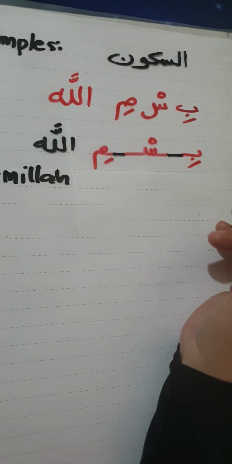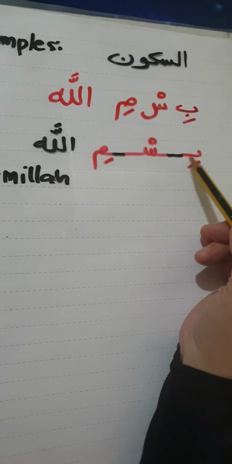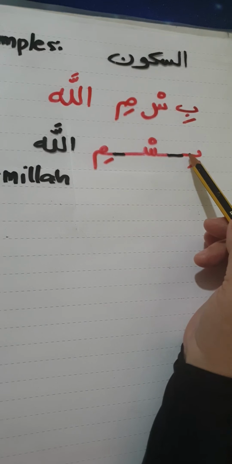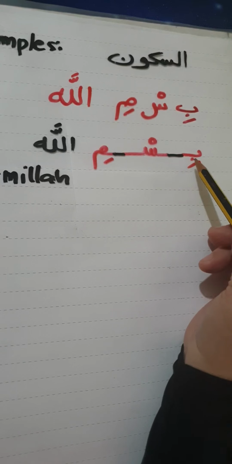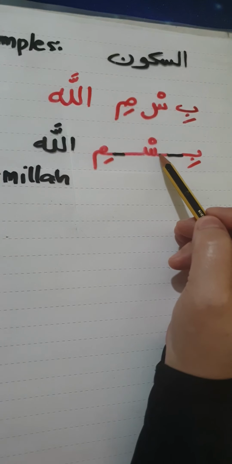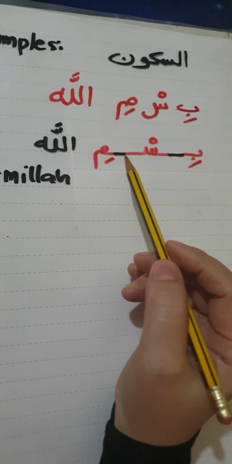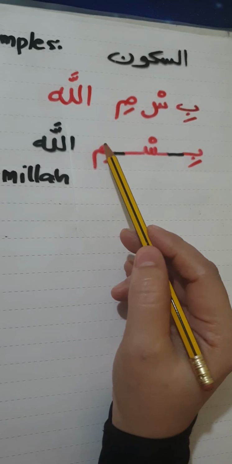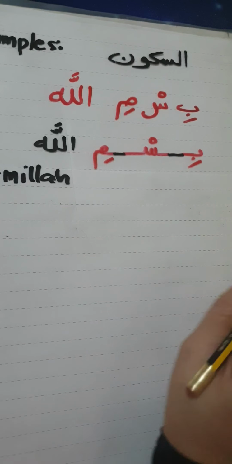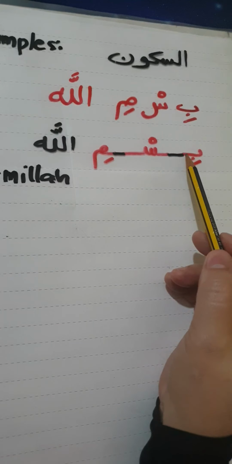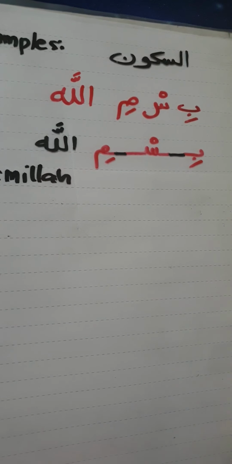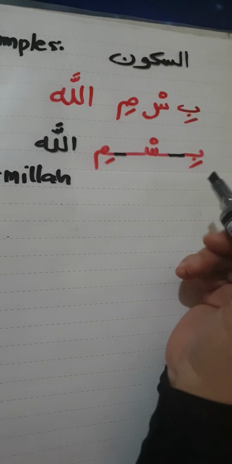As you can see here, if we're going to connect these three letters, it will be like this: the ba in the initial, and then we have the kasra, and then the sin in the medial, and then the mim in the final form, which has a kasra. So now we connect them together, like this. If you're going to write them, it will be like this.